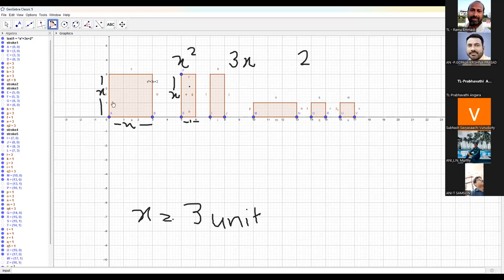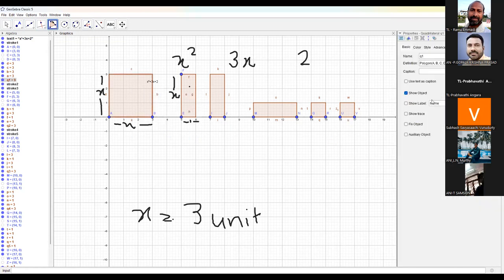Okay, so now you can change the color of your object. Our first object is a square. How can we change the colors? We have some object properties. You can show the object. You can also label your object and rename it if you want to give it a name. And object properties.